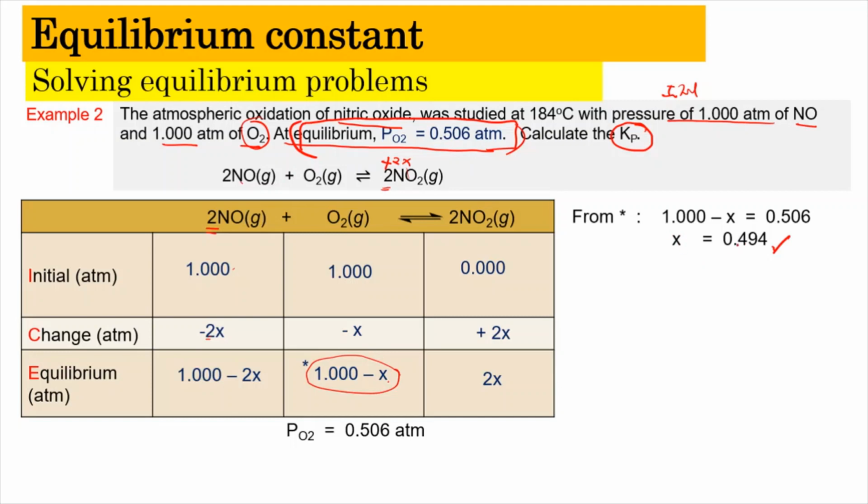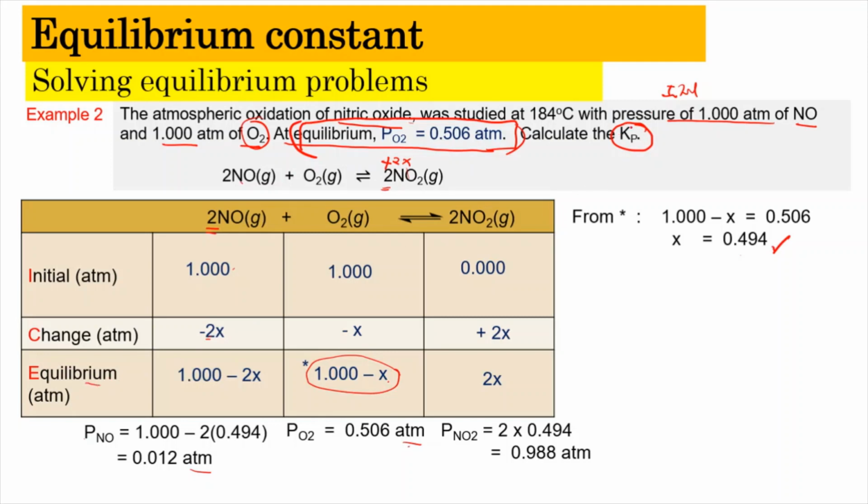Since we know the value of x, we can substitute it back into the following expressions. For the nitric oxide, we have 1 atm minus 2 multiplied by 0.494, which is our x value. When we do the maths, we're going to get the partial pressure of NO to be 0.012 atm because we are talking about pressure. Okay. And for the nitrogen dioxide, we have 2x. So 2 times 0.494, we're going to get 0.988 atm. Okay, so we have found the partial pressure of each species at equilibrium.